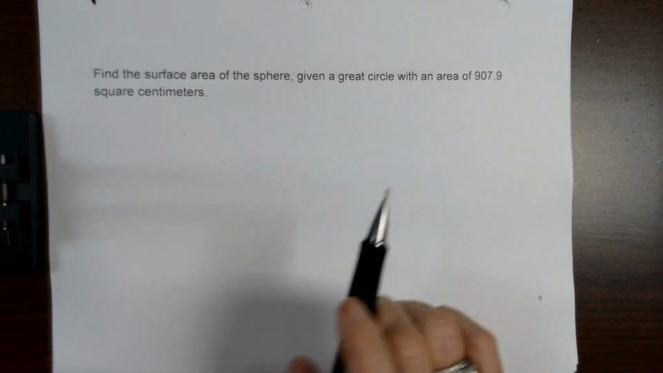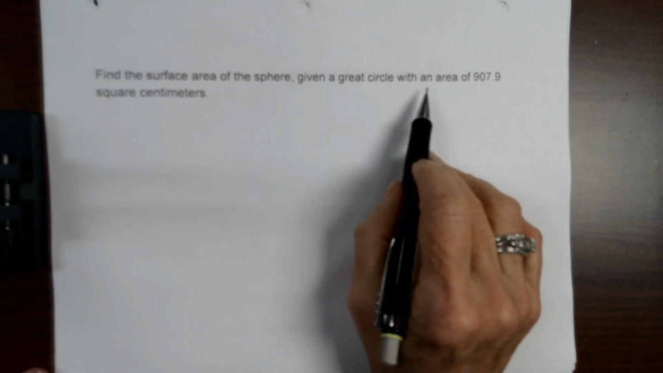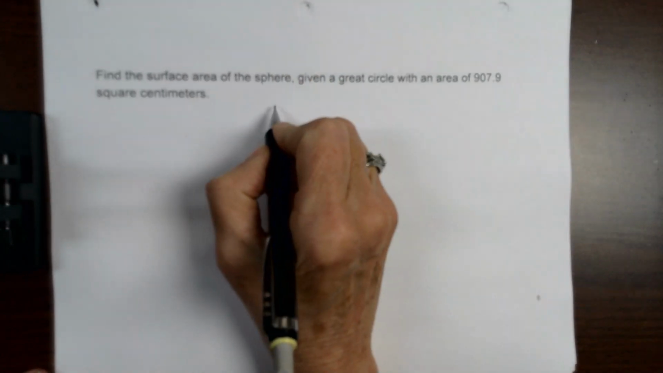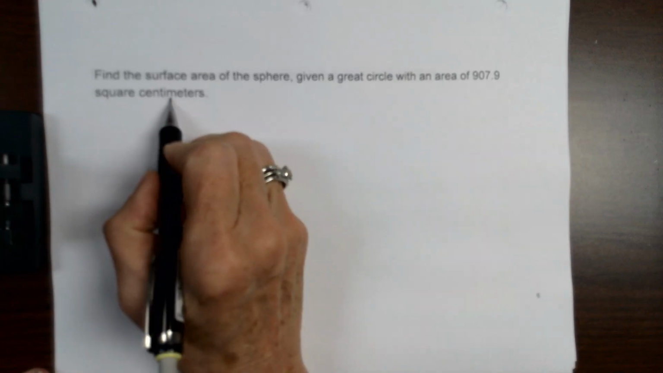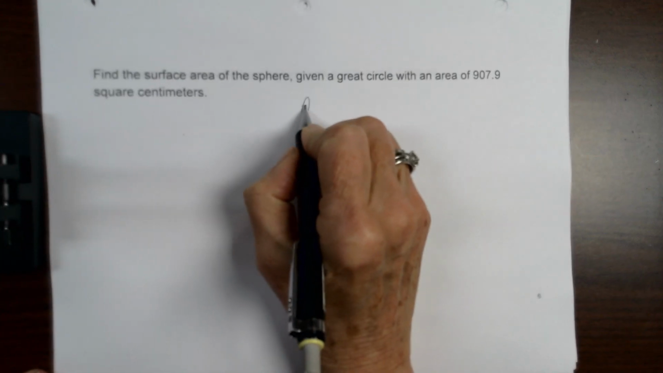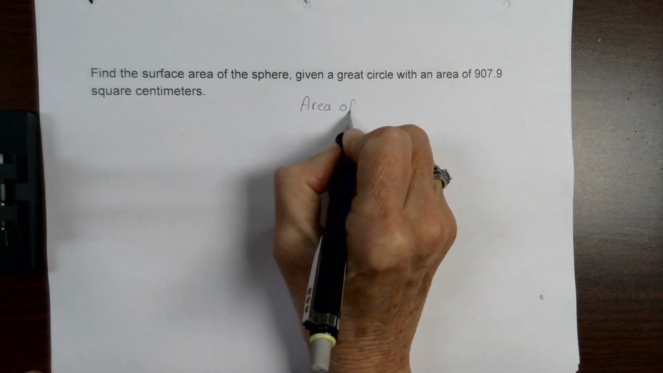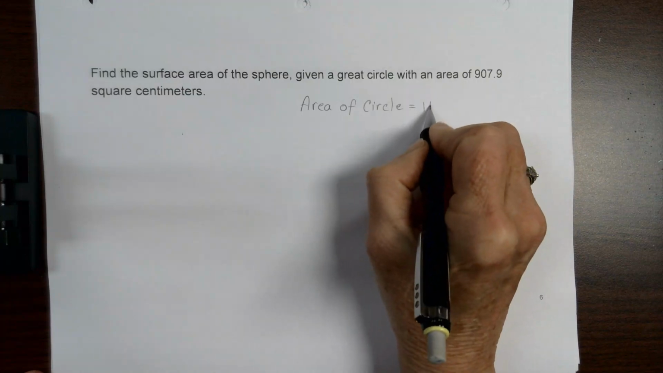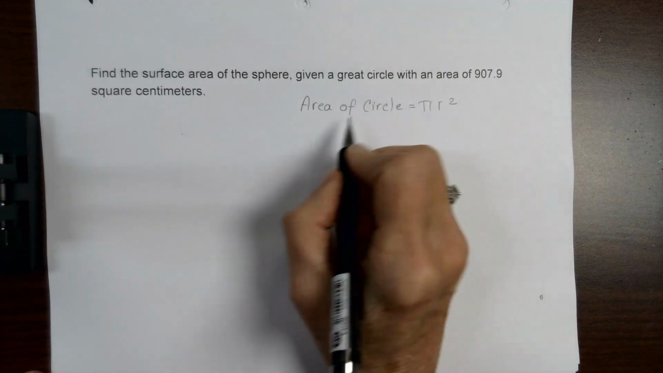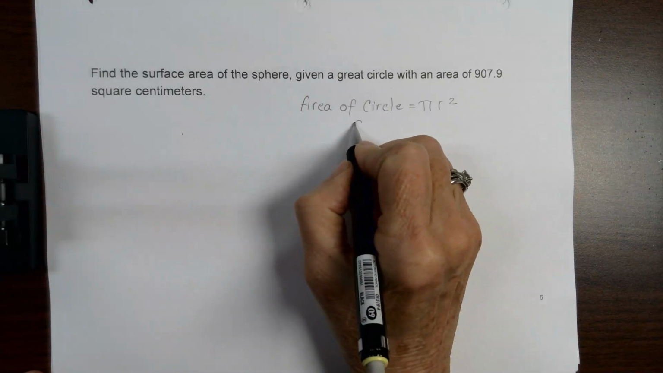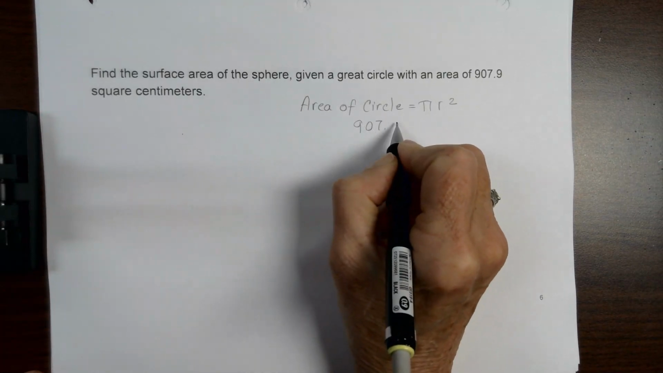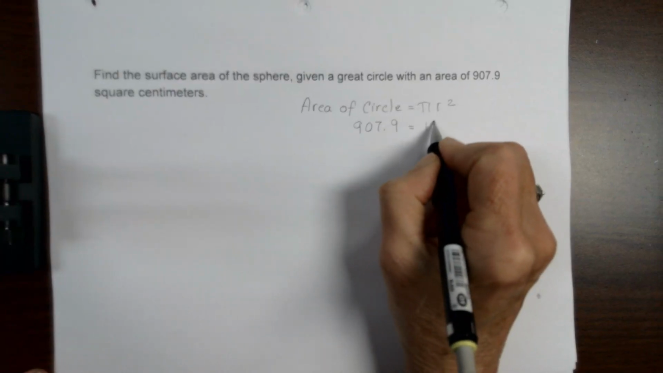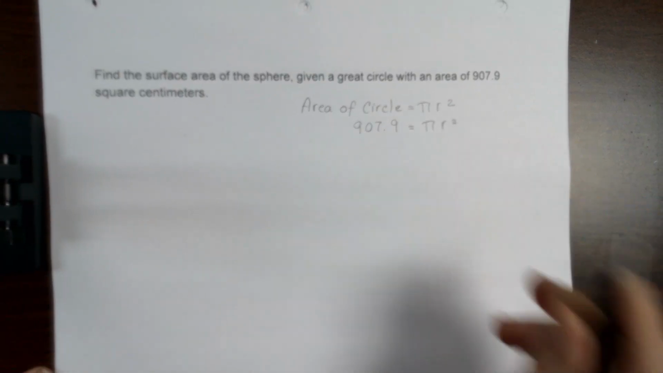All right, find the surface area of the sphere given a great circle with this area. Okay, so we're going to have to use the area of the circle is equal to pi r squared. And so the area of the circle is 907.9 is equal to pi r squared. I've got to solve for the r.